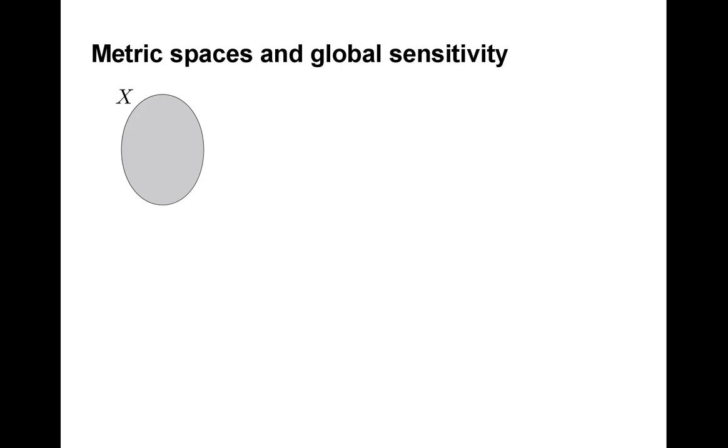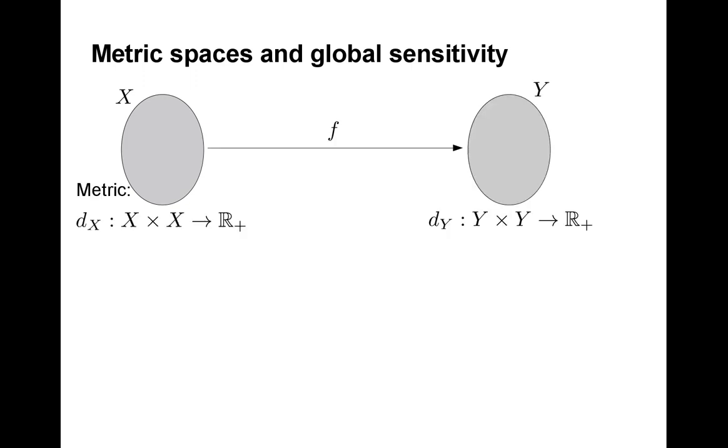The global sensitivity of a function is defined like this. So indeed, we have a set X, which is a metric space, so there is a metric on it, and we have a function into another set, which is again a metric space. And in the simplest setting, the set Y is just the set of real numbers, and the distance between real numbers is just a difference.